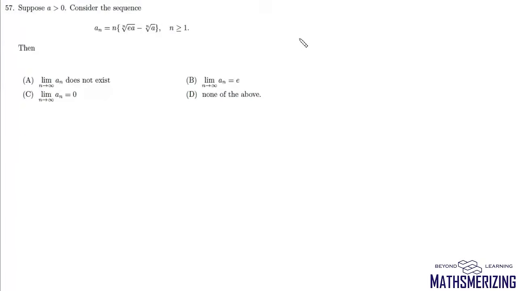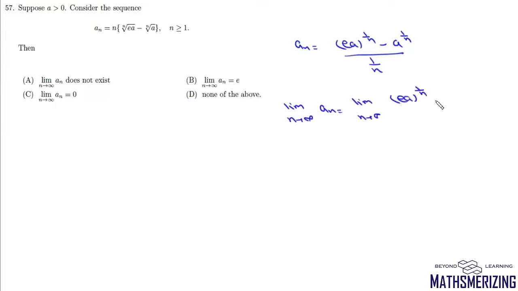Now question number 57 is, consider the sequence a_n, and it is ((e a) to the power 1 by n minus a to the power 1 by n) upon 1 by n. Now we need to find this limit, which is limit n tends to infinity of a_n. So we can write this as limit n tends to infinity of ((e a) to the power 1 upon n minus a to the power 1 upon n) upon 1 by n.